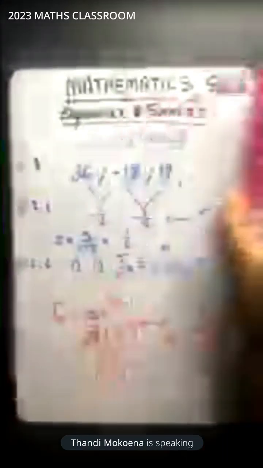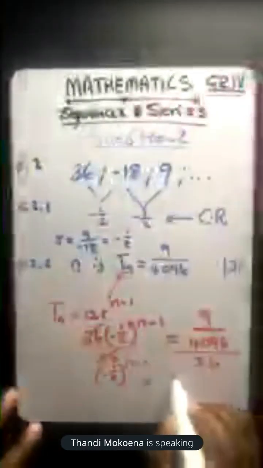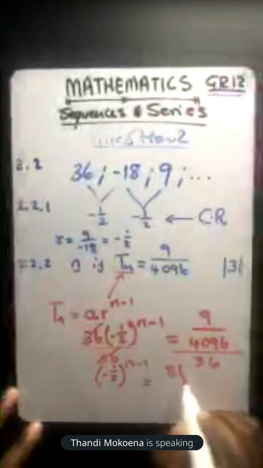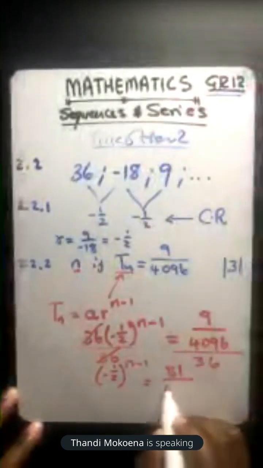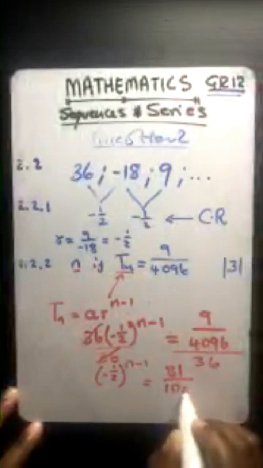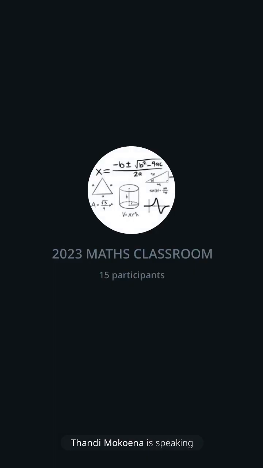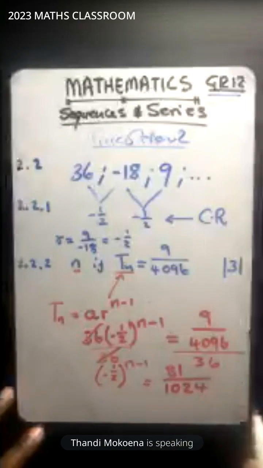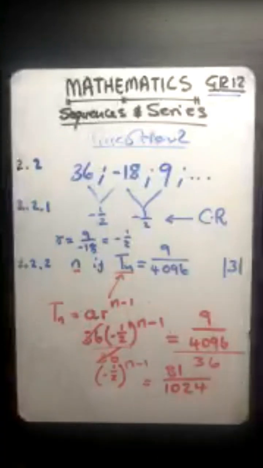81 over 1024. Is it everyone who's getting that answer?